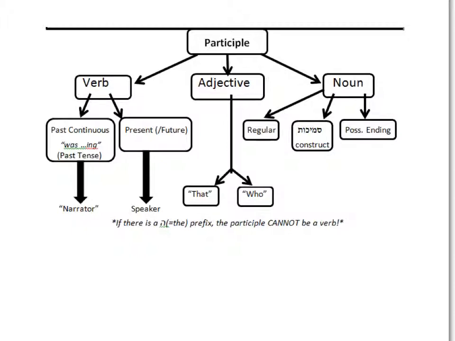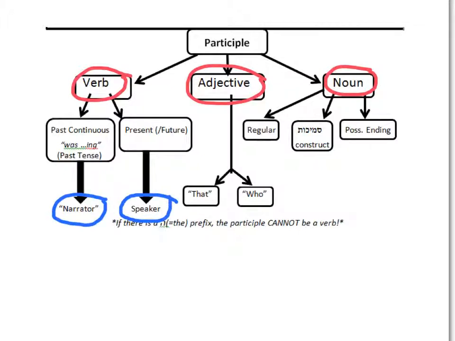So we discussed that the participle participates with verbs, adjectives, and nouns. As a verb, we mentioned that we look for a narrator or a speaker. If it's a narrator, it's most common to see it as the past continuous, that was -ing form. On occasion, you can see it in regular past tense. However, if there's a speaker, it's going to be usually present tense and occasionally future tense.